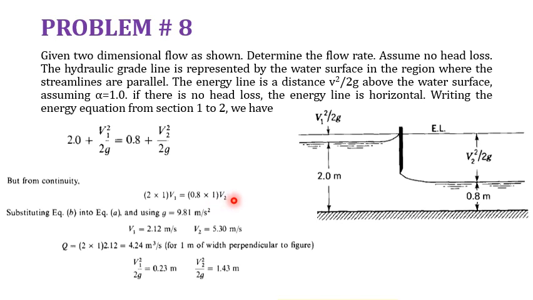So we have two equations and two unknowns. You can solve them and get the velocity v1 2.12 meter per second and v2 5.30 meter per second. After that, calculate the discharge by A1 v1 or A2 v2. Both ways you get the same answer, and you can also get the velocity head v1 square over 2g and v2 square over 2g in meters.